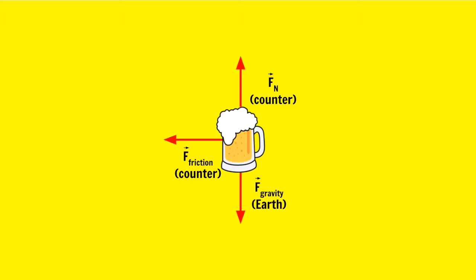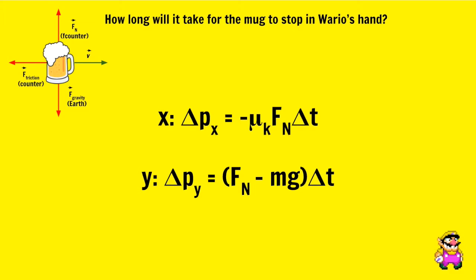To solve this problem, the first thing we want to do is draw a free body diagram. The normal force exerted by the counter on the mug, the force of gravity which cancels out the normal force, the force of friction by the counter, which is in the opposite direction of velocity. This problem accounts for both the x and y directions.